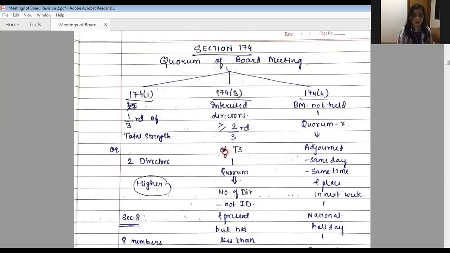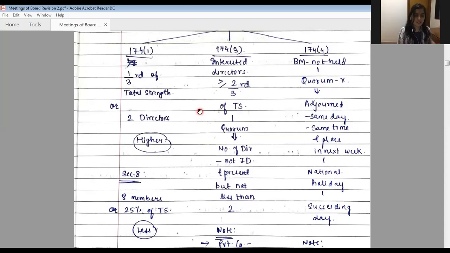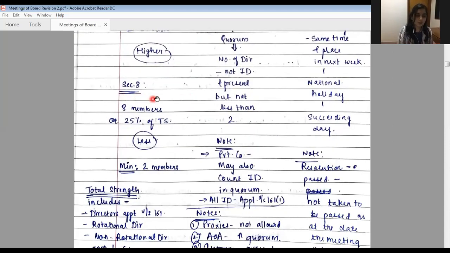We'll divide it into 3 parts again. The first will be section 174 subsection 1, section 174 subsection 3 and section 174 subsection 4. 174 subsection 1 states that the quorum will be 1/3 of the total strength or 2 directors, whichever is higher. But the quorum in case of section 8 company shall be 8 members or 25% of total strength, whichever is less. In case of the first limit, it was whichever is higher, and now in case of section 8, it is whichever is less. But minimum 2 members shall be present for quorum in case of section 8 company.